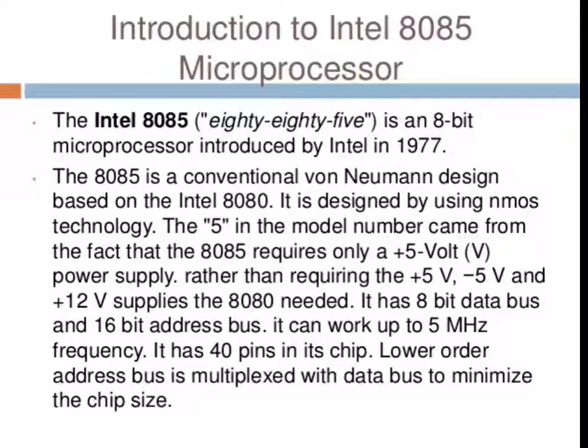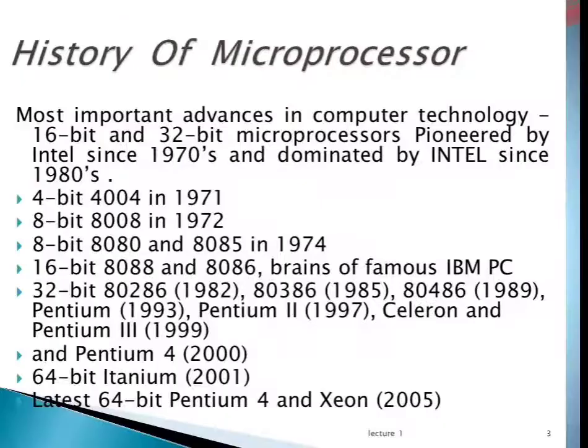Now see the history or generation of the microprocessors. First, Intel Corporation introduced the 4-bit microprocessor, named 4004, in 1971. Next, the 8-bit 8008 in 1972. The 8-bit 8080 and 8085 in 1974 and 1976. Next 16-bit, later 32-bit, 64-bit. Next 64-bit Pentium 4 and Xeon in 2005. Now see one by one.